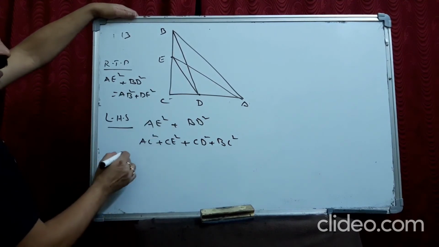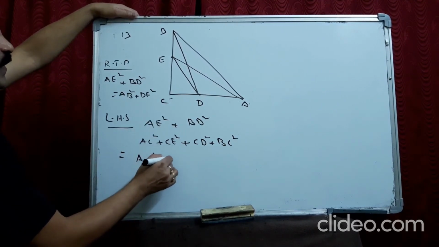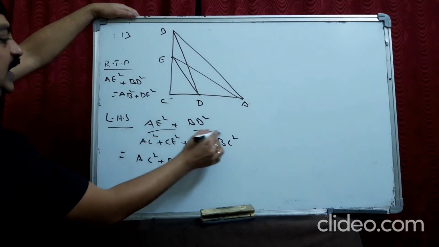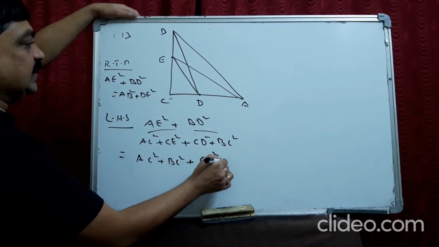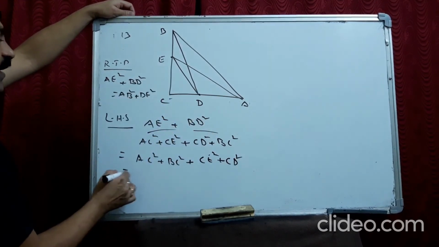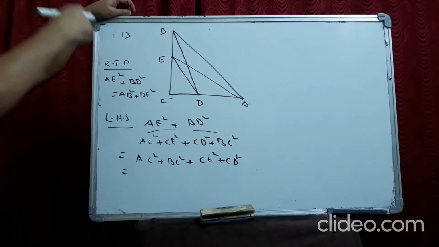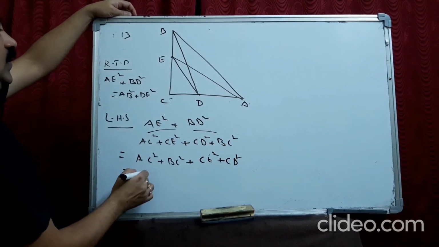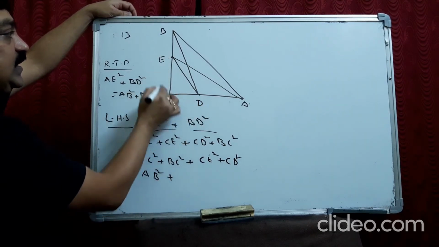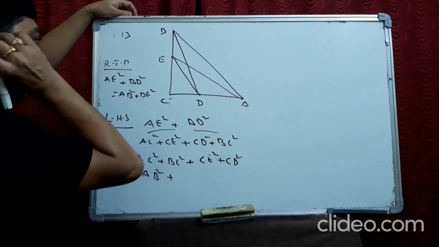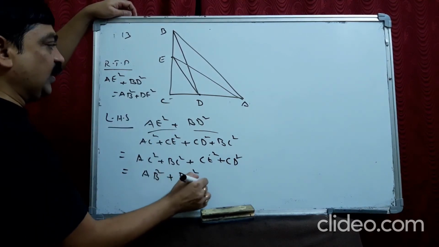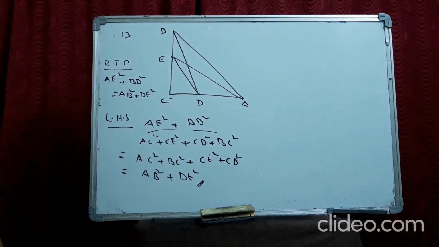Now we'll just interchange the pairs. I take AC square plus BC square, and CE square plus CD square. See, AC square plus BC square from the bigger right angle triangle becomes AB square, and CE square plus CD square from right angle triangle DCE becomes DE square. Over. That's it. Okay?